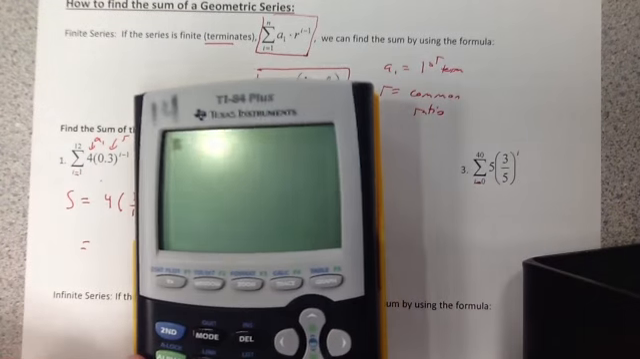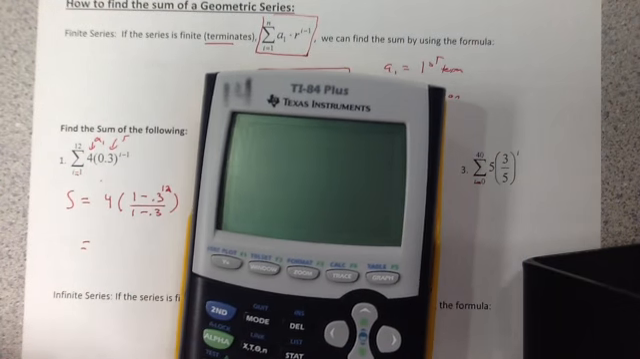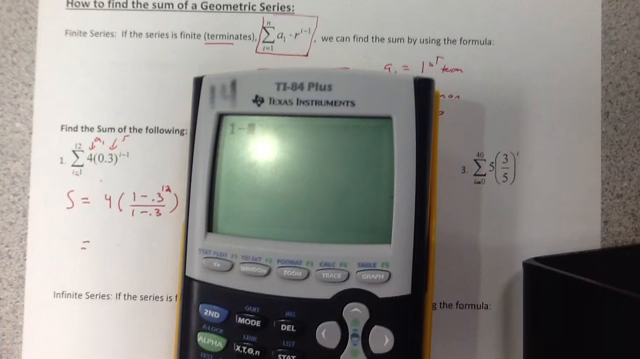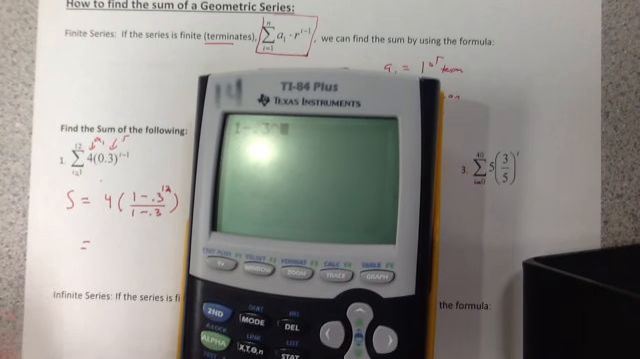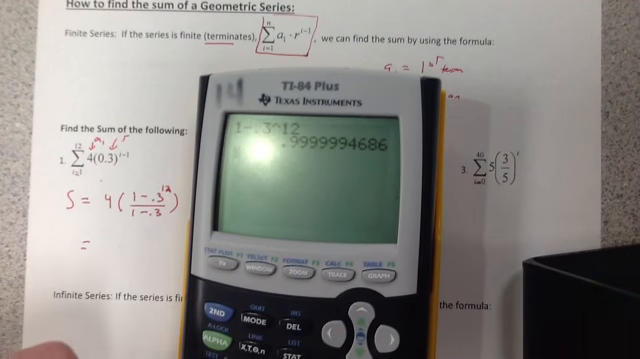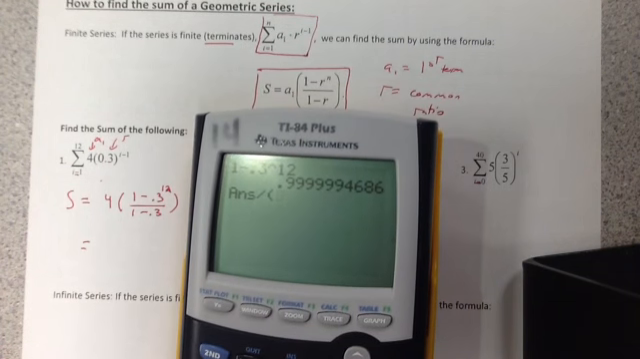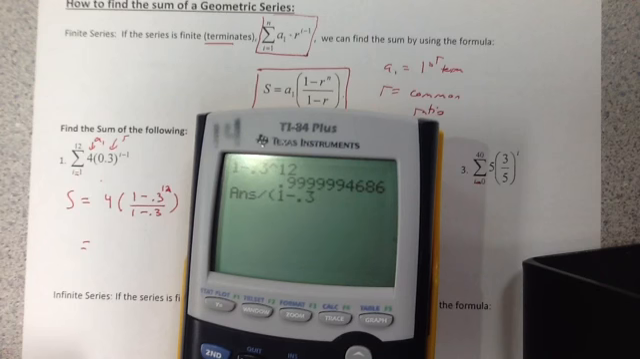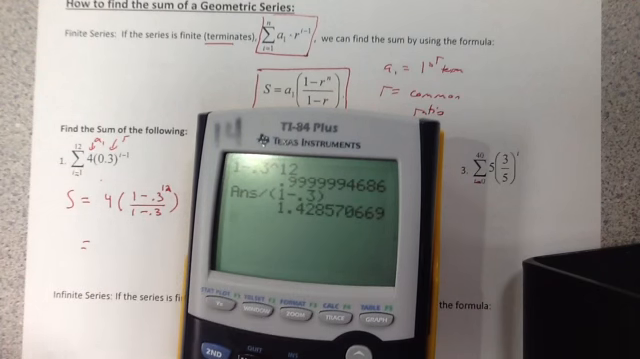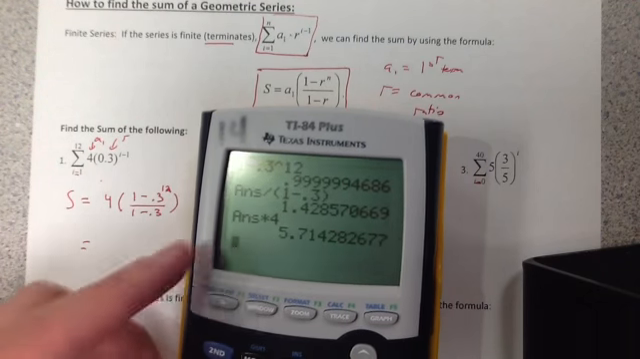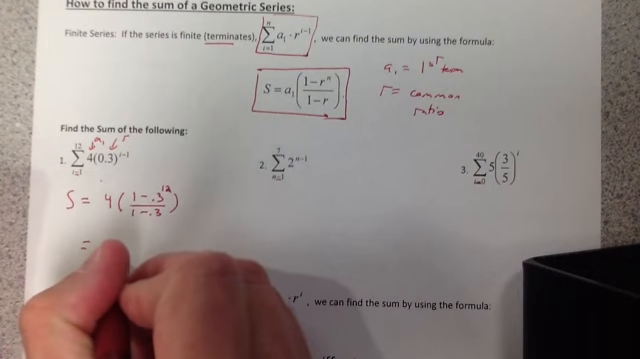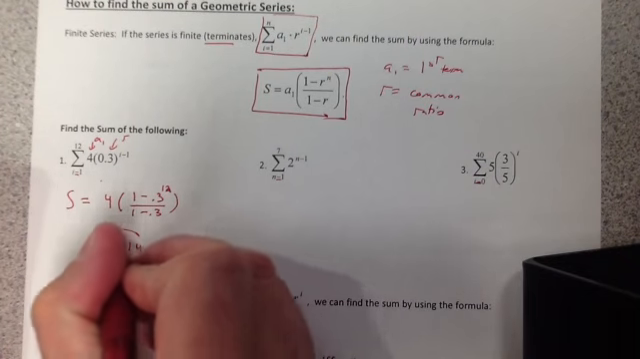If you go step by step, it's not too bad. I'm going to do the top, 1 minus 0.3 to the 12th, enter, and I divide that. Now I put the bottom in parentheses, 1 minus 0.3. And I'm going to take that answer and multiply it by 4, and we get 5.714. So the total sum is 5.714.